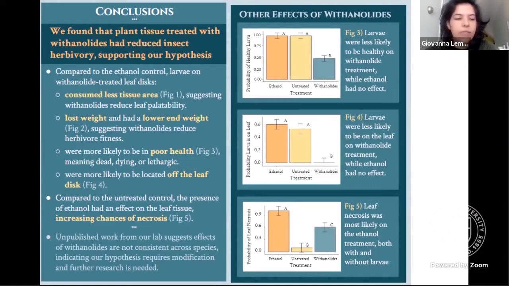And finally, we found that the presence of ethanol had an effect on the leaf tissue, increasing chances of necrosis compared to the untreated tissue. We don't know if the effects of the ethanol we observed on herbivory are then indirectly or directly mediated through the necrotic tissue. In terms of future research, there is a lot to be done.